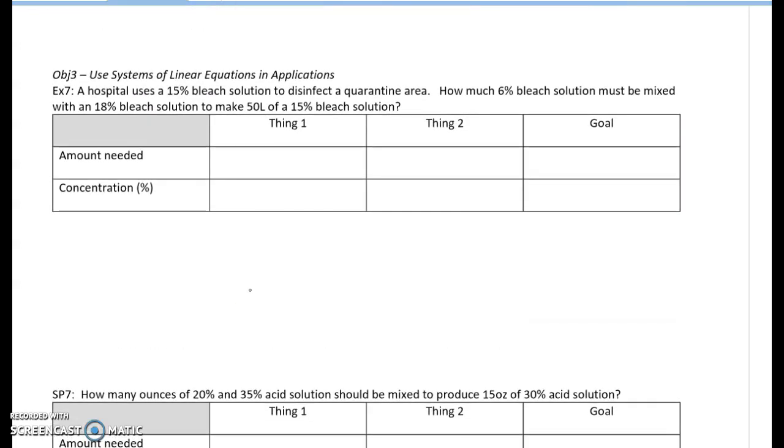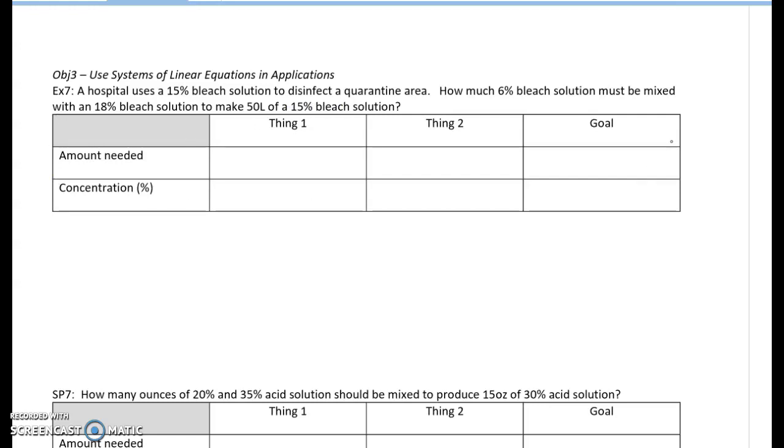All right, so let's talk about the mixture problems. Example 7 says a hospital uses a 15% bleach solution to disinfect a quarantine area. How much 6% bleach, which is a little less strong, must be mixed with an 18% bleach, which is stronger, to make 50 liters of a 15% strength bleach solution?